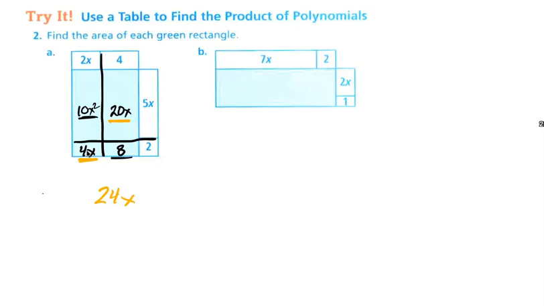So remember, I want to go in order. 10x squared should be in front, then 24x, and then the 8, like that. So that's what's going on there.